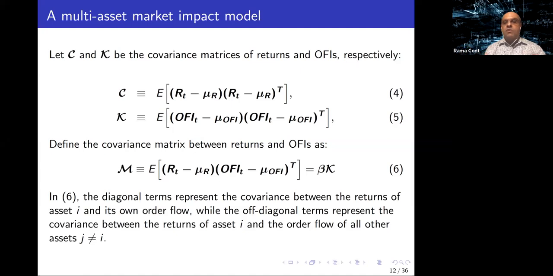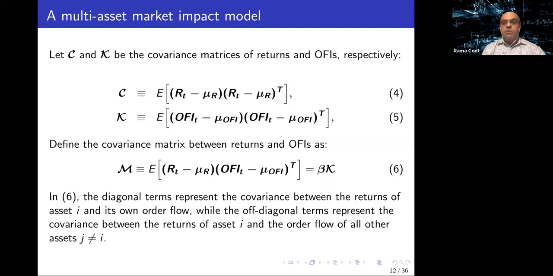And you can calculate this in the linear model, because if the return is beta times order flow imbalance, then the covariance of the returns with the order flow imbalance is just the beta matrix times the covariance matrix of the order flow imbalance variable. And this matrix is what you observe when you do the covariance calculation between the order flow of one stock and the return of the other. You observe the elements of this matrix M, which is just beta times K.